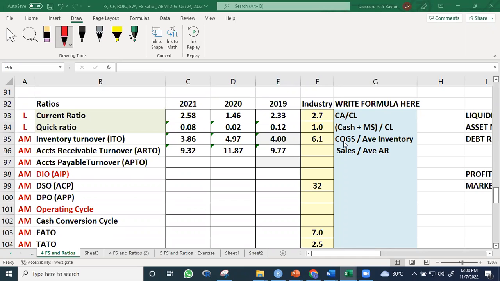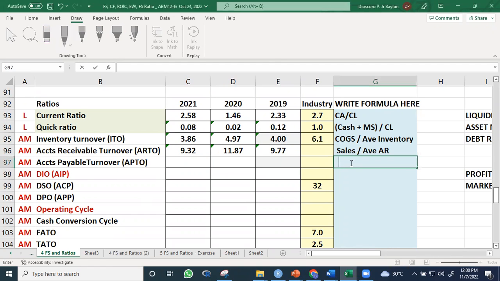Yeah, good. So we have taken a look at ITO, inventory turnover. Ilang beses isang taon, the company is able to buy raw materials, convert to finished goods, and then sell. Okay? And then from selling, collect. Yun ang ARTO ngayon. Okay? And then on the other hand, itong APTO. As the name suggests, payable turnover, no?